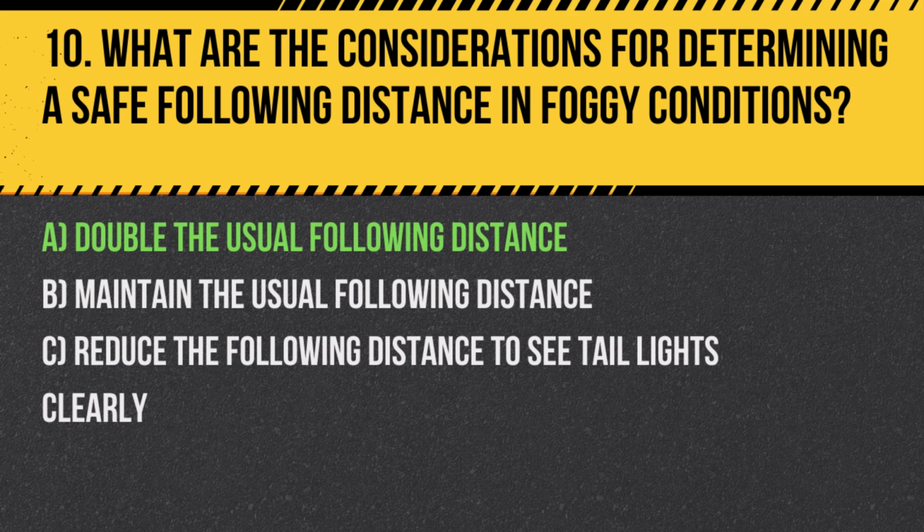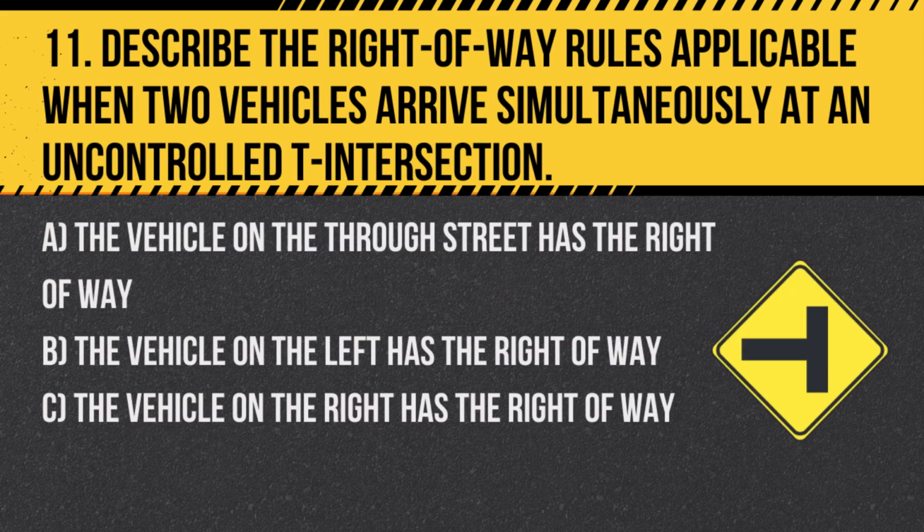In foggy conditions, it is safer to increase your following distance to allow more time for reaction if visibility is poor. Question 11. Describe the right-of-way rules applicable when two vehicles arrive simultaneously at an uncontrolled T intersection.